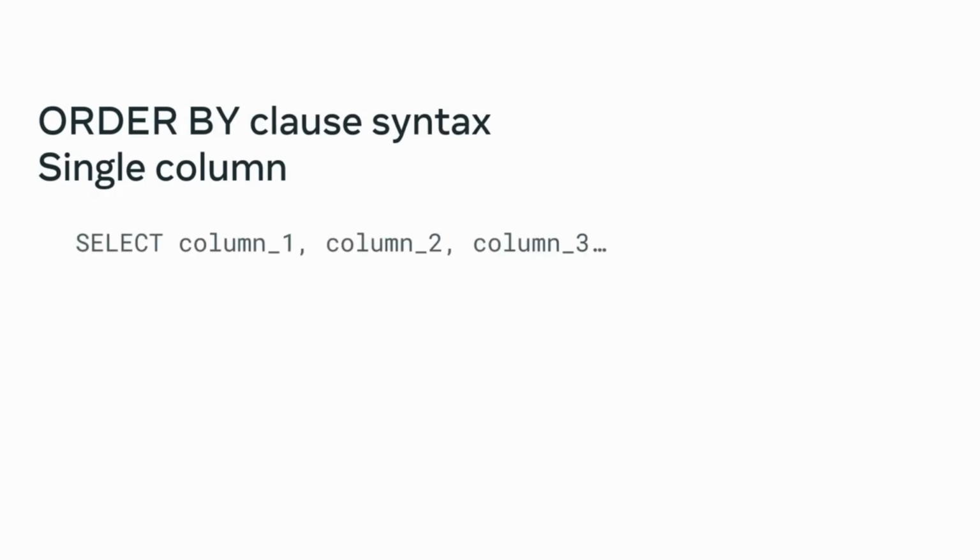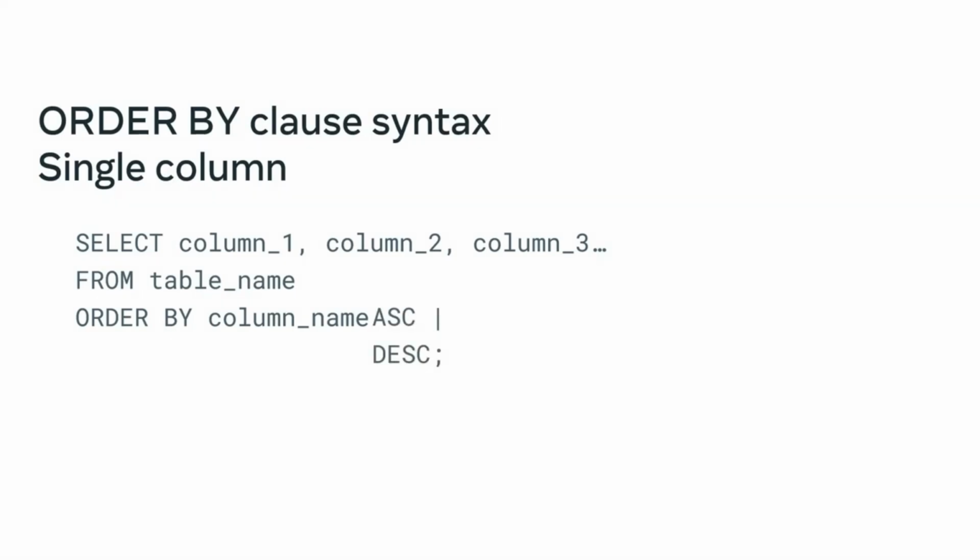It begins with a select statement, then a list of the columns to be sorted with each one separated by a comma. Next is a from keyword, followed by the name of the table to be sorted. Finally, the order by clause is added, followed by the name of the column to be sorted. At the end of the column name, state how you want the data to be sorted. You can do this by specifying ASC for ascending order, or DESC for descending.